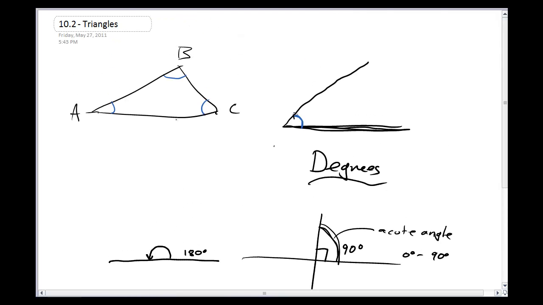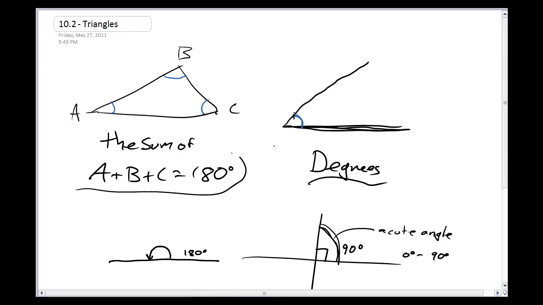And when you bend three lines together to form a triangle, here's a fact. The sum of angle A plus B plus C has to equal 180 degrees. This is always true for every triangle, always.